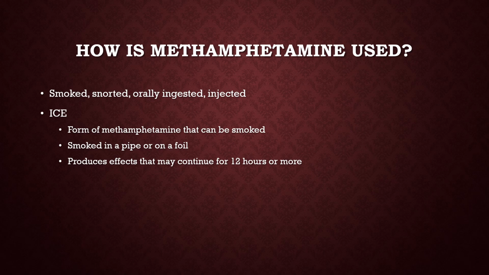And ice, a form of methamphetamine that can be smoked, people typically smoke it in a pipe or on a foil, and it produces effects that can continue for up to 12 hours or more. It's a large, usually clear crystal of high purity. It's usually smoked in a glass pipe. The smoke is odorless, and it leaves a residue that can be re-smoked. And like I said, it produces that effect for 12 hours or more.